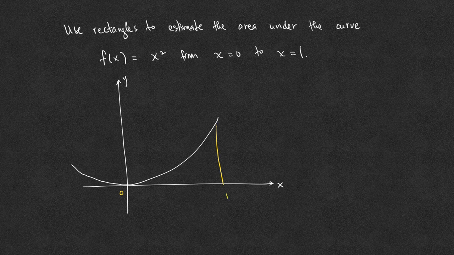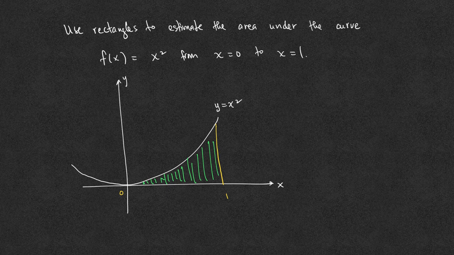This is not drawn to scale. The graph is y equals x squared, and we're interested in the shaded region, this area. And again, this is not a known geometric shape, so we won't be able to use any formula. And so to approximate the area, we can divide this region into many sub-intervals.